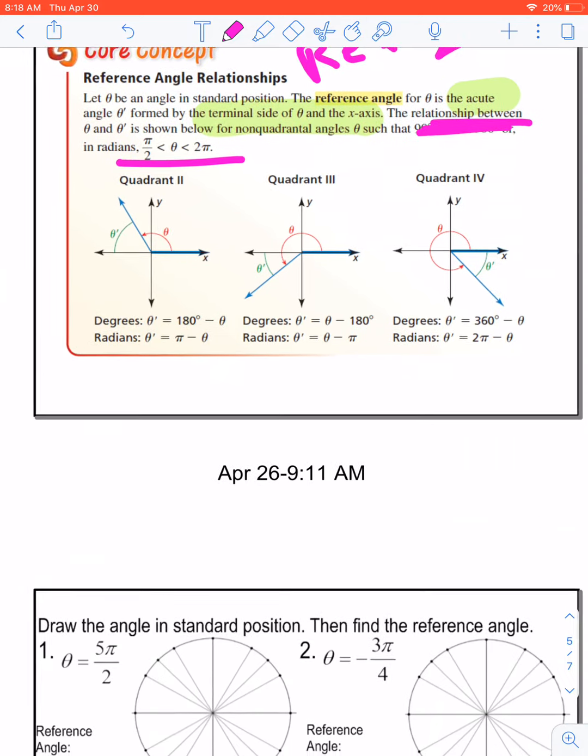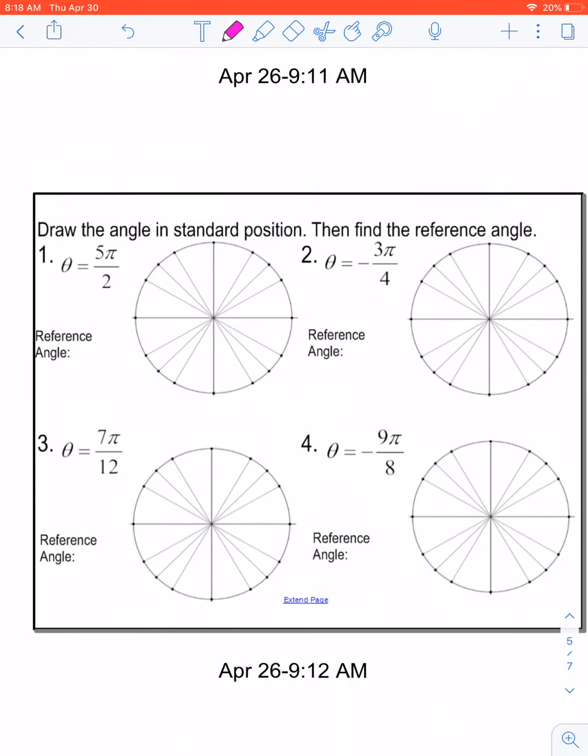So let's look at this problem. Let's do some down here. Let's start with 7 pi over 12. We'll start with this one right here, okay? So let's say I have 7 pi over 12. Well, let's think about that. I'm looking at it here. I'm going to draw my initial side, which is right here. Remember, my initial side is always on the x-axis, the positive x-axis.